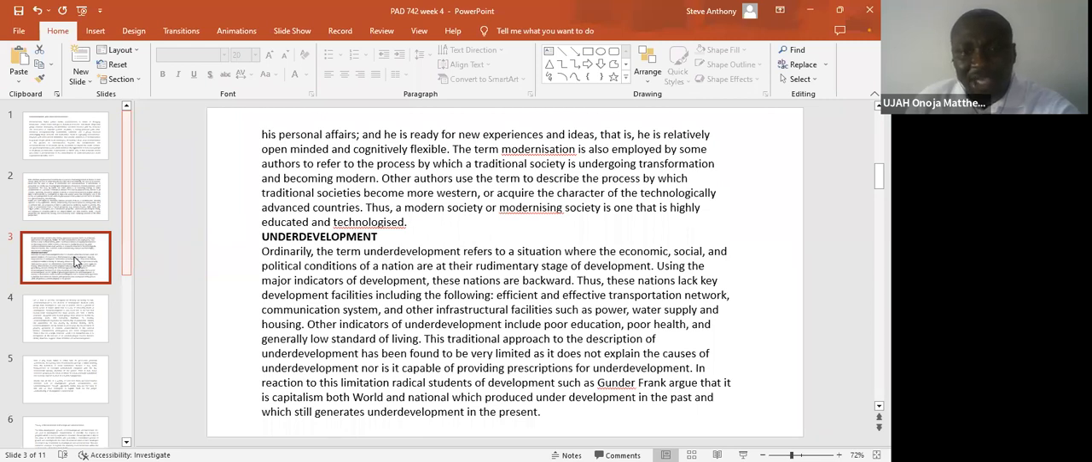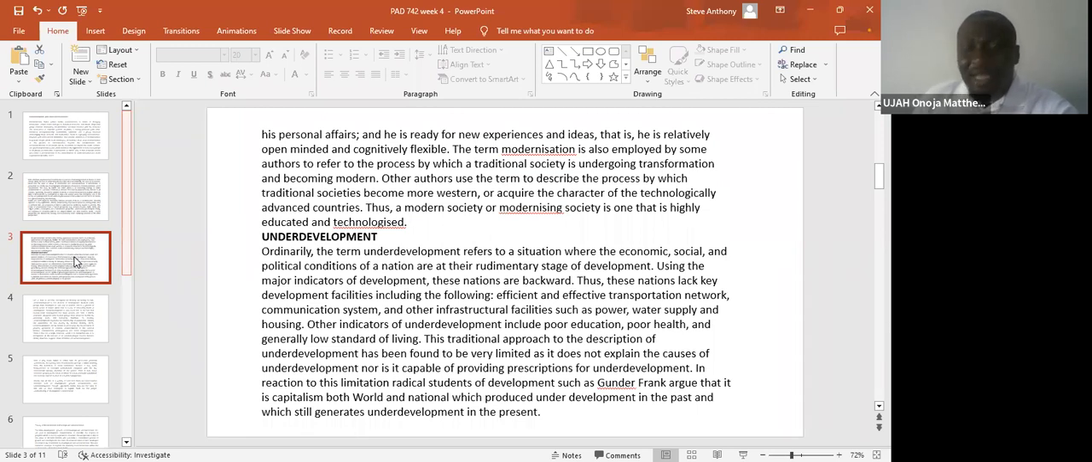development facilities, including the following: efficient and effective transportation network, communication system, and other infrastructural facilities such as power, water supply, and housing. Other indicators of underdevelopment include poor education, poor health, and generally low standard of living. This traditional approach to the description of underdevelopment has been found to be very limited, as it does not explain the causes of underdevelopment, nor is it capable of providing prescription for underdevelopment.